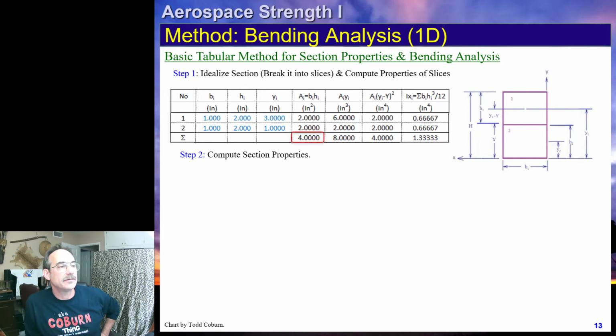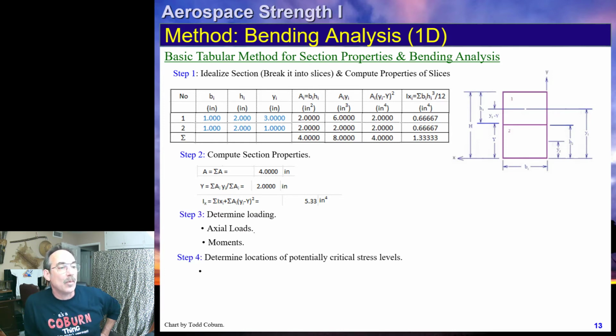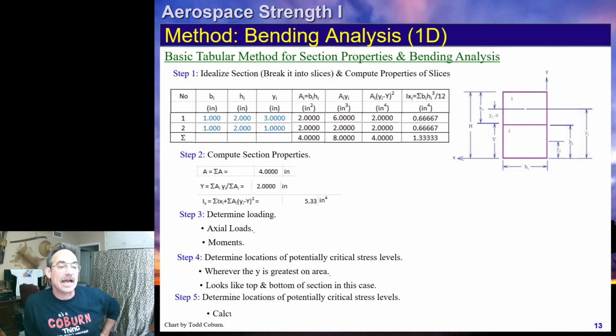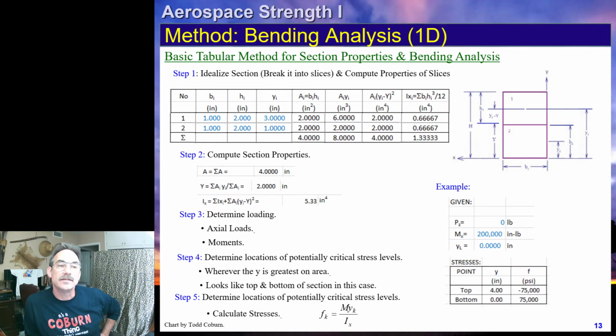That's the area. This is the y bar. Then we calculate the I by adding these two columns together. We then look at what our loading is and what points will be critical for bending, wherever our y is greatest, and we can calculate our stresses at those points. See how that works?